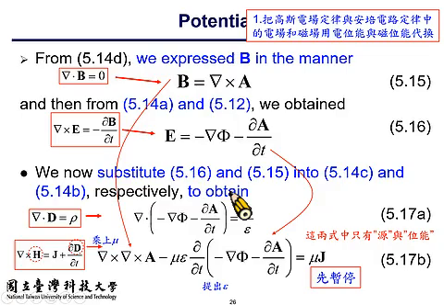Now, let's try to apply this relationship to the two remaining Maxwell equations. Let's begin with Gauss's law of electrical field. It says the divergence of D, which is also the divergence of epsilon times the electrical field intensity E, equals rho. So we can rewrite that equation as the divergence of E equals rho over epsilon. Now, what is epsilon? Permittivity.